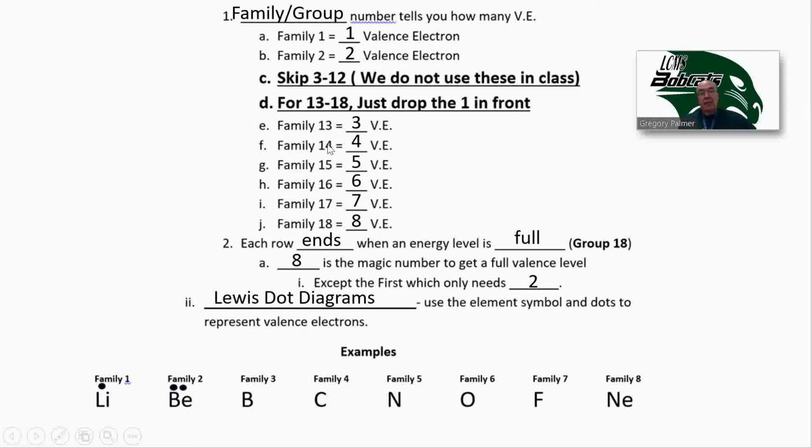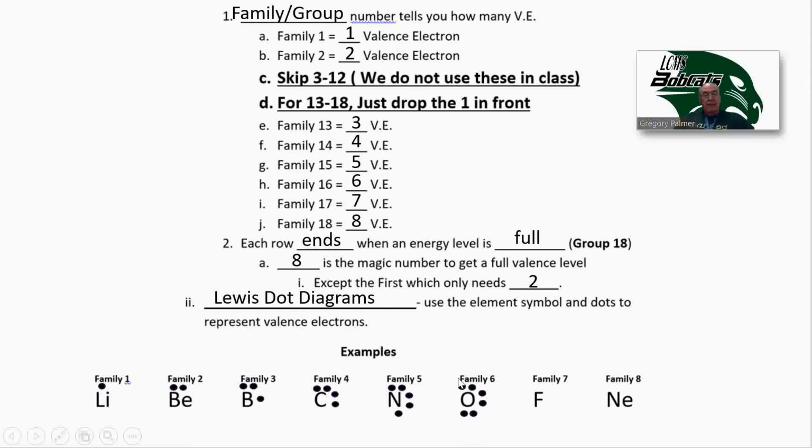Beryllium has 2 dots, and it's in family 2, so the 2 dots represent those 2 outermost electrons, which are called valence electrons. And guess what? Family 3 has 3 valence electrons, so there's 3 dots in its dot diagram. Family 4, sometimes labeled 14, has 4 valence electrons, so it has 4 dots. Family 5 has 5 dots to represent these 5 valence electrons. And every element in each of these families has the same number of dots, because what's similar about a family are the valence electrons.